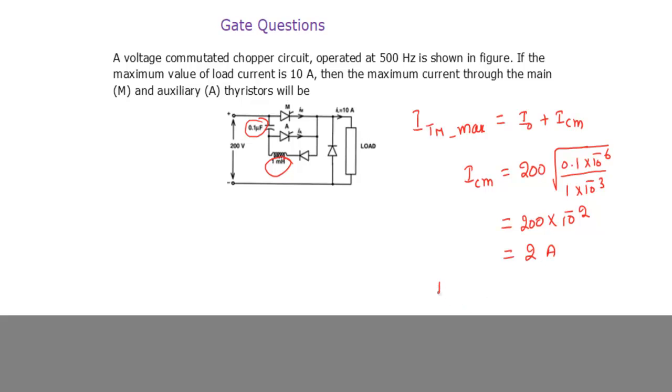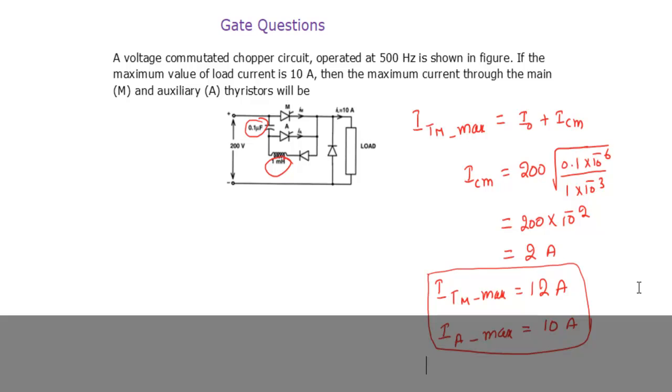So maximum current flowing through the main thyristor will be the sum of these two, nothing but load current and capacitor maximum current. So load current is given 10 plus 2, that means 12 ampere. Likewise, auxiliary thyristor maximum current, as we discussed, is only the load current, then it is 10 ampere. So these are the answers for the given question.